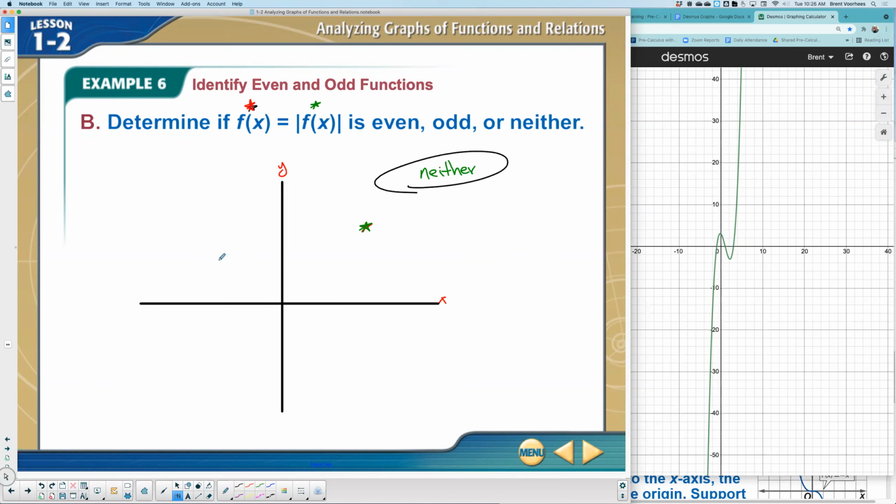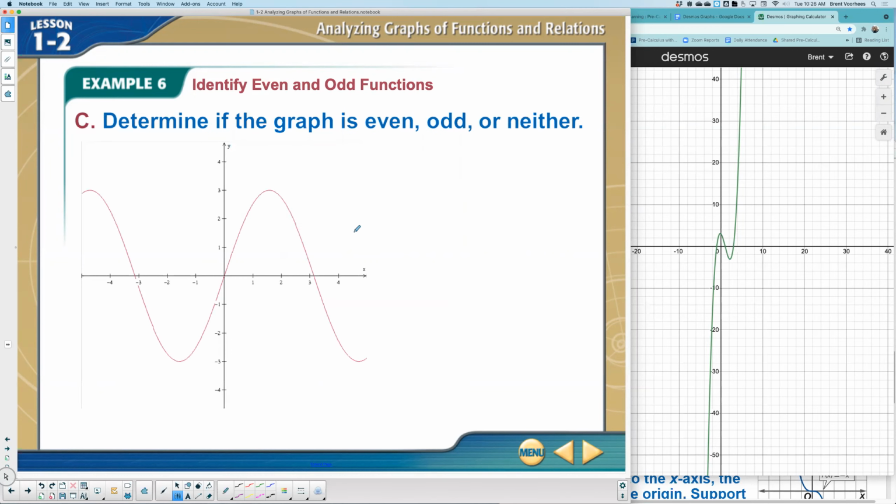So remember, even means across the y, odd means across the origin, doesn't matter which diagonal, it's across the origin, and it's not a function if it reflects over the x, but this is just right on top of each other, it's just neither in general. All right, what about this one?